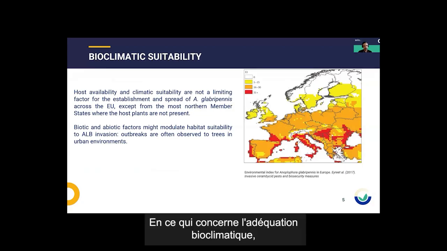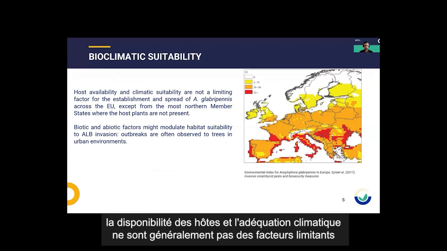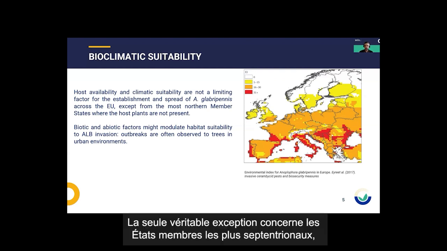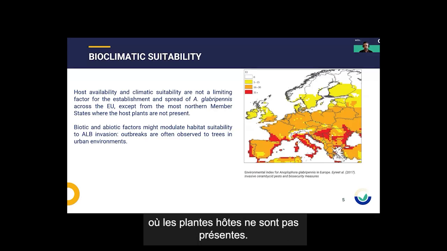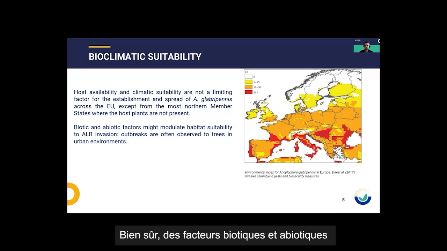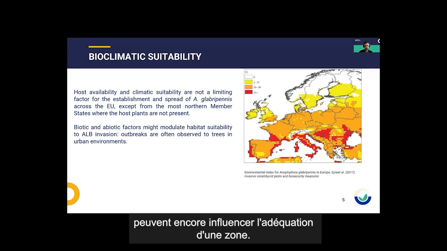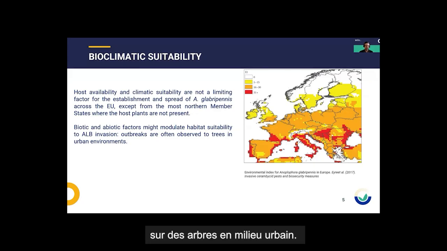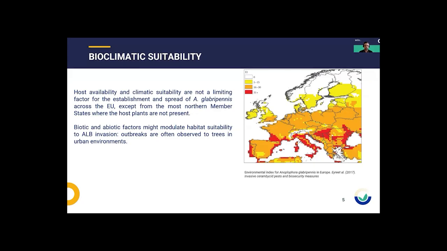When it comes to bioclimatic suitability, host availability and climates are generally not limiting factors for the establishment and spread of ALB across the European Union. The only real exception is the most northern member states where the host plants aren't present. As you can see from the map, conditions are broadly suitable in much of Europe. Of course, biotic and abiotic factors can still influence how suitable an area is. For example, outbreaks are most often recorded on trees in urban environments.